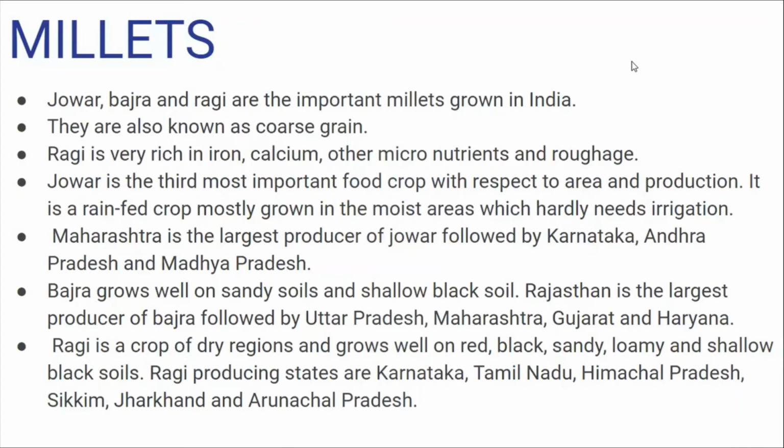Bajra grows well on sandy soils and black soil, and Rajasthan is the largest producer of bajra, followed by Uttar Pradesh, Maharashtra, Gujarat and Haryana. Ragi is a crop of dry regions and grows well on red, black, sandy, loamy, shallow black soils. Ragi producing states are Karnataka, Tamil Nadu, Himachal Pradesh, Sikkim, Jharkhand and Arunachal Pradesh.